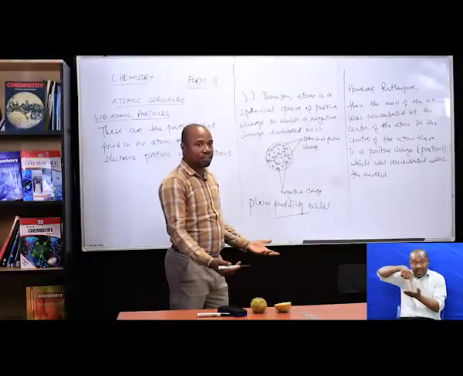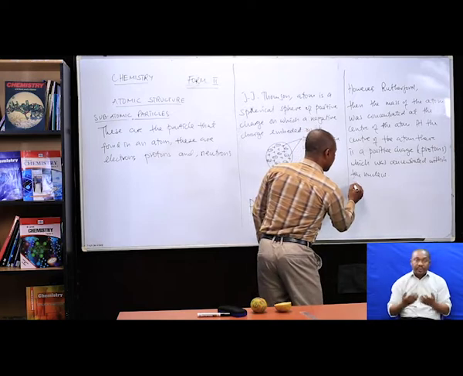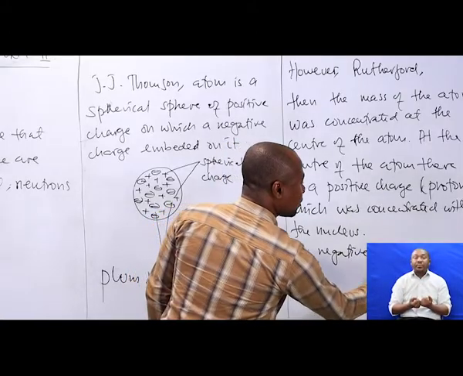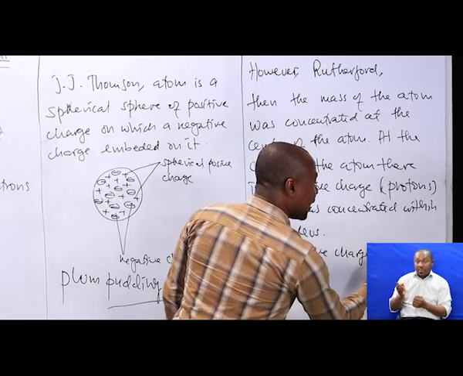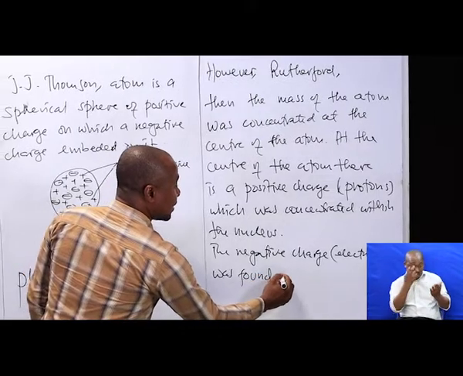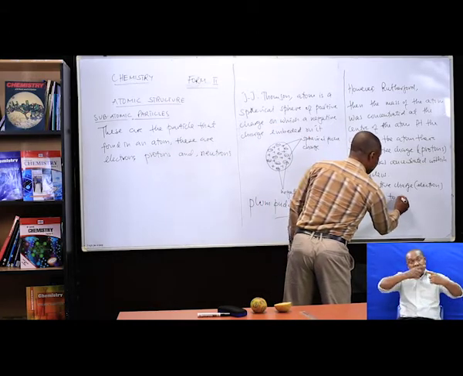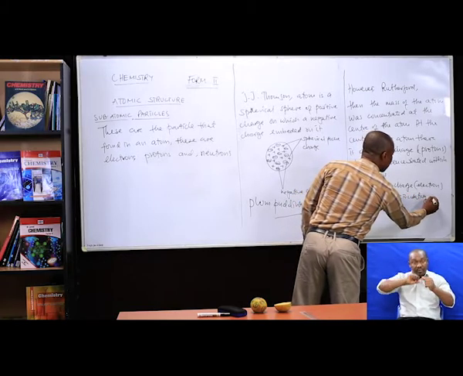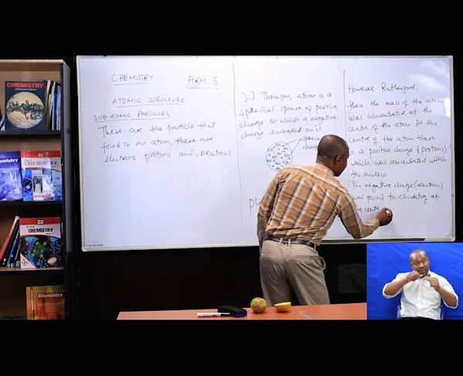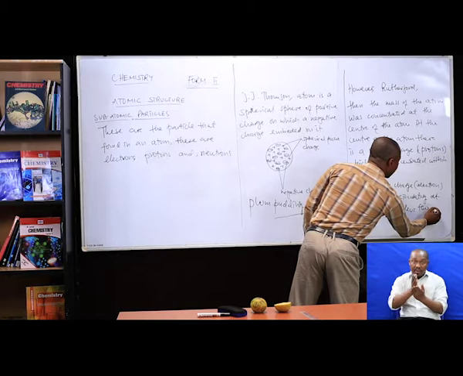So where are the electrons found? According to Rutherford, he came further to say that the negative charge, which he called the electron, was found circulating the nucleus in an atom through an orbit, circulating at the center of the nucleus through the orbit.